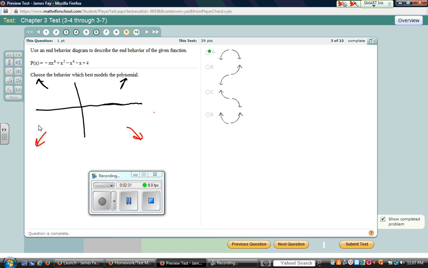Okay, in my 6th degree polynomial, then because it's 6th degree, it's going to have a possibility of 6 zeros and a possibility of no more than 5 turning points. However, end behavior, all they're asking for is option A.